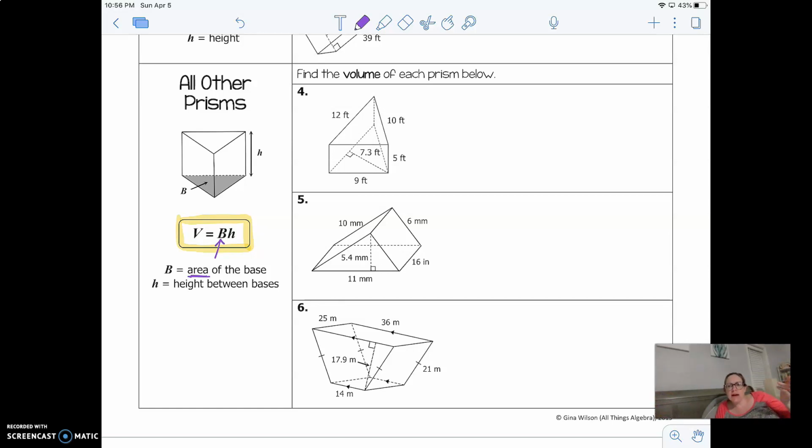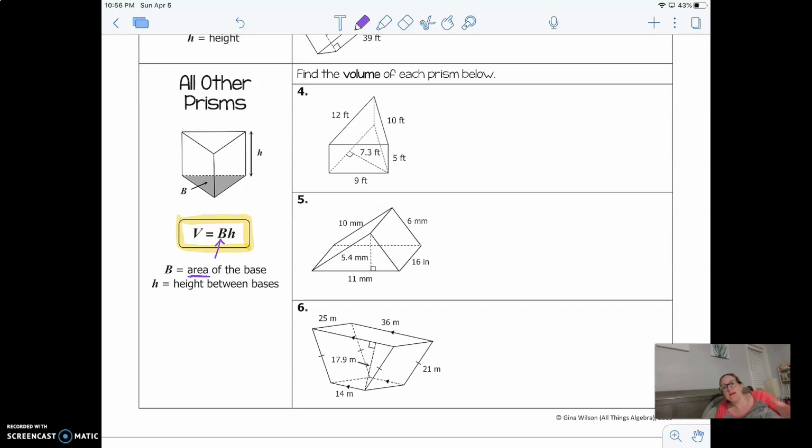Why is that important? Because in a prism, the bases could be anything. It could be a triangular prism, so a triangle base. It could be a hexagonal prism, so a hexagon base. It could be a trapezoidal prism.